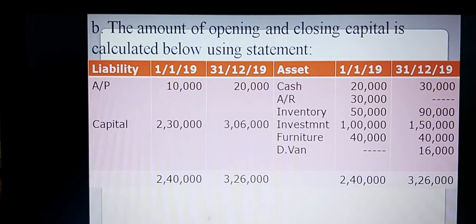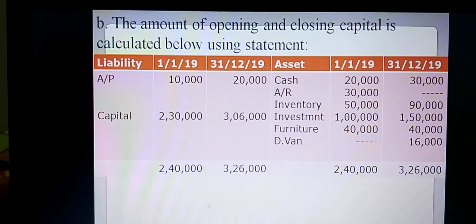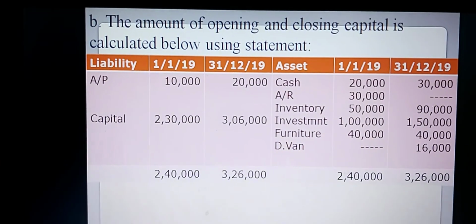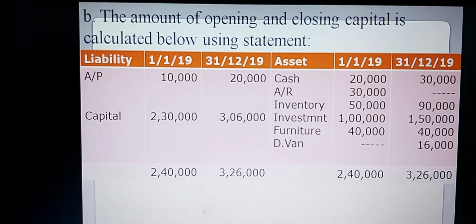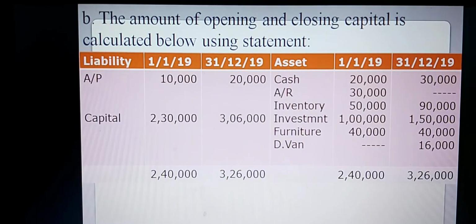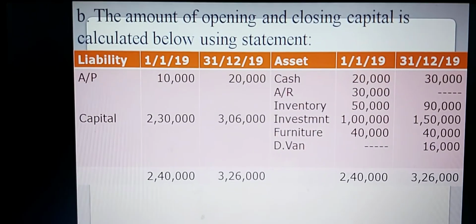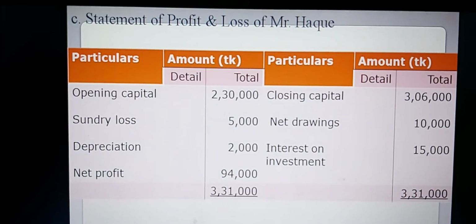Dear students, I think you have written in your accounting practice copy. Dear learners, I think you have understood this math. This math is very easy for single entry system, and also all requirements A, B and C are very easy. Now we can go for requirement C.